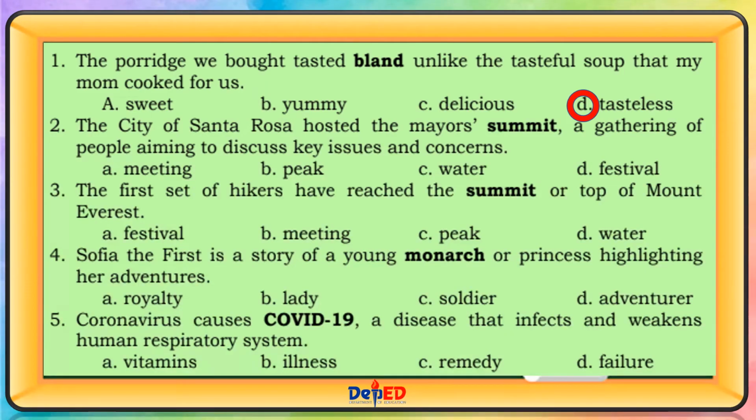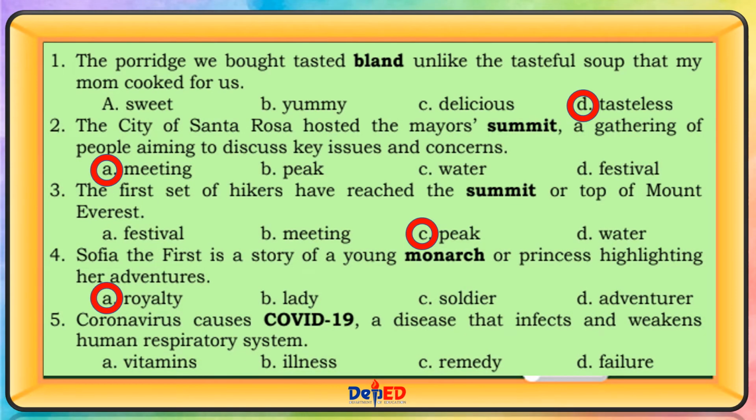The answer is letter A, meeting. The first set of hikers have reached the summit or top of Mount Everest. The correct answer is letter C, peak. Sophia the First is a story of a young monarch or princess highlighting her adventures. The correct answer is A, royalty.